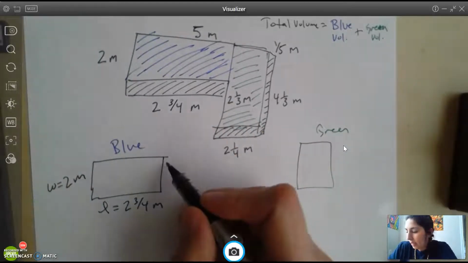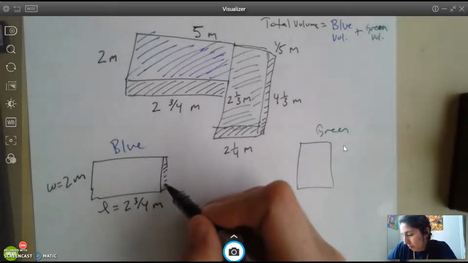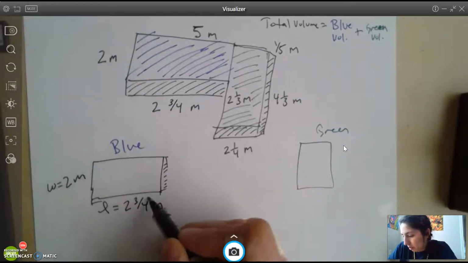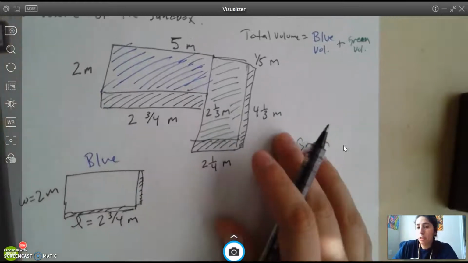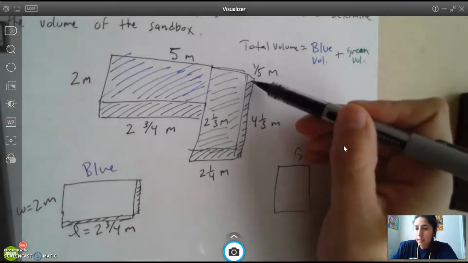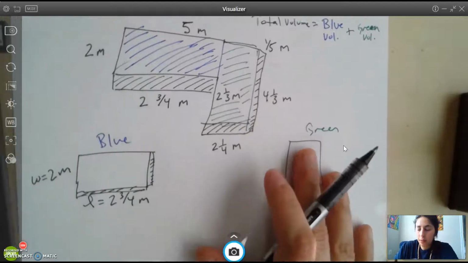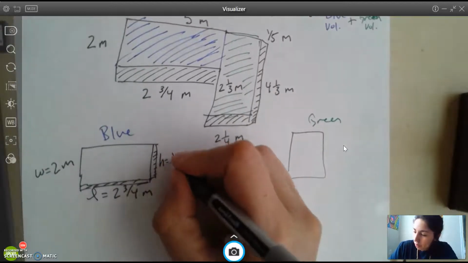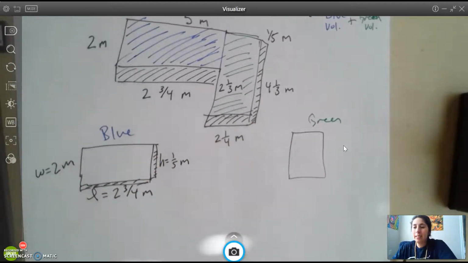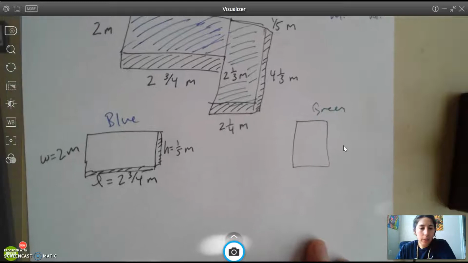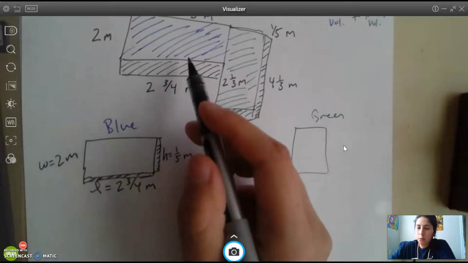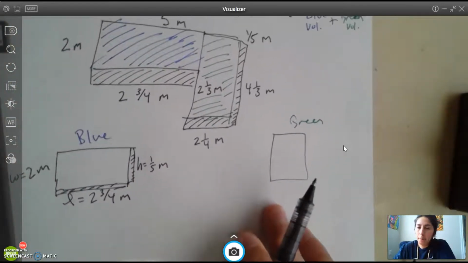My height, because remember this is a 3D shape, let's go ahead and look at my original picture. My height is here, 1/5 of a meter. So I'm going to label that too, 1/5 of a meter. And it's the same height throughout the composite shape. All right, so I have my length, width, and height for blue. Let's go ahead and go to green.